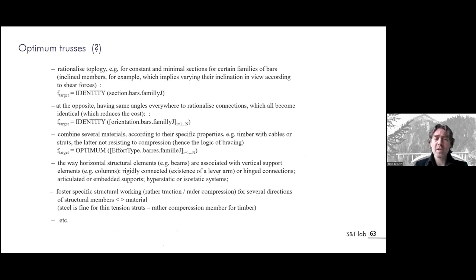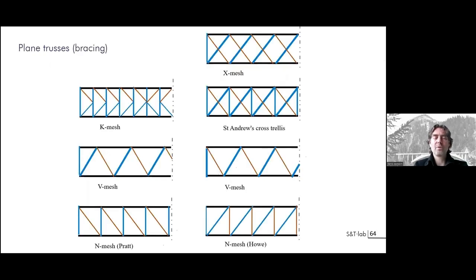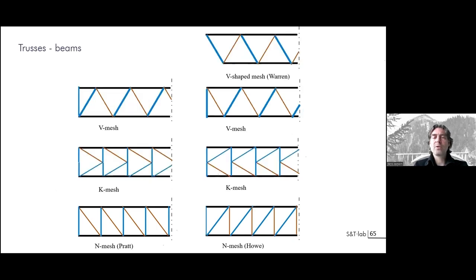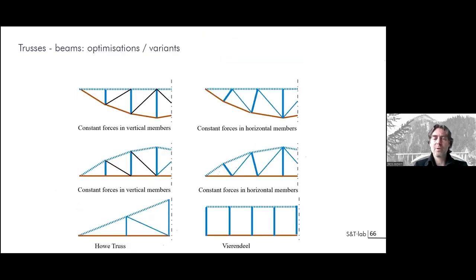You can combine several materials, and depending on the problem, some material would be the optimum or not. You can also assess the way that you connect several elements, for instance, horizontal and vertical bars in a portal frame system. With embedding or not at a connection, you can foster some specific working. For instance, you want to foster tension for steel or foster compression for concrete as it will not crack. So you have a whole range of possible approaches that you have to cross with the possible geometry that you have to develop in your system.